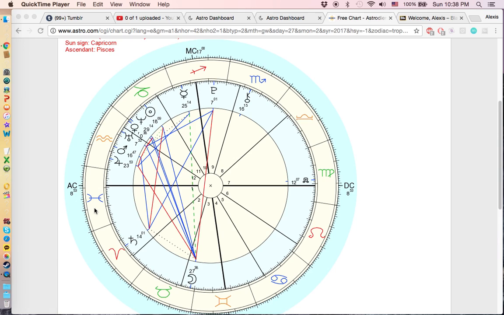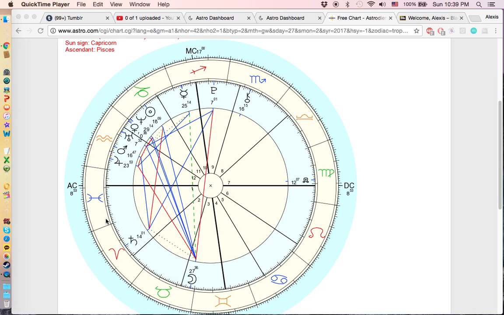So the first house, it'd be right here. For the second house, it would be right here. Third house, right here. So this is incredibly helpful when you're trying to find interceptions, because if you find a sign ruling more than one house, which is called a duplication, you can be pretty sure that there's an interception somewhere in this chart. So we're just going to go through this whole chart and see if this random person has any interceptions, just for practice.